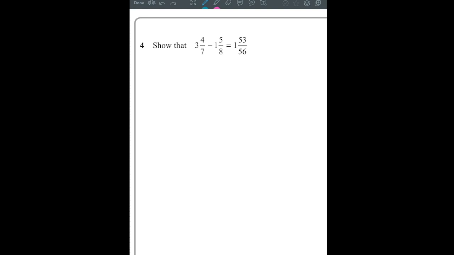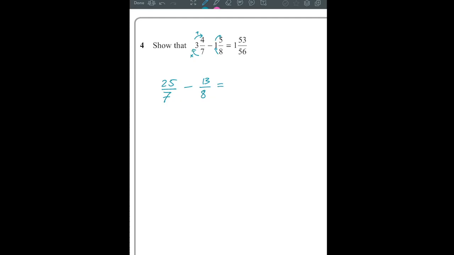Unusual for this to be question 4. Almost always this is question 1, but I'll show that with fractions. Step 1, let's make things mixed. The 7 times the 3 plus the 4 makes that 25 over 7. Minus, same again, 1 times the 8 plus the 5. Now I'm not going to put this equal to that answer because I'm trying to aim for that.